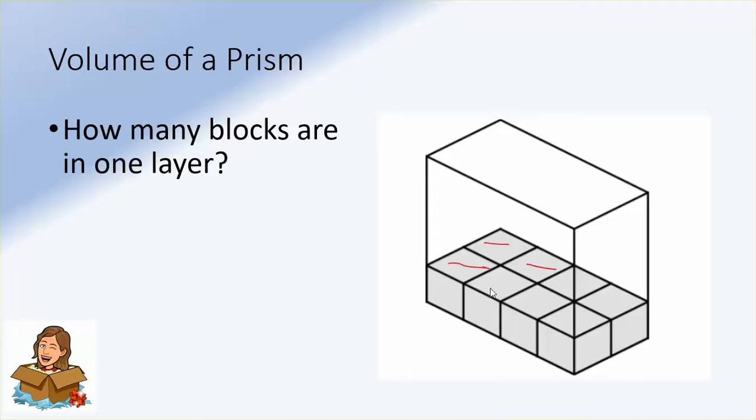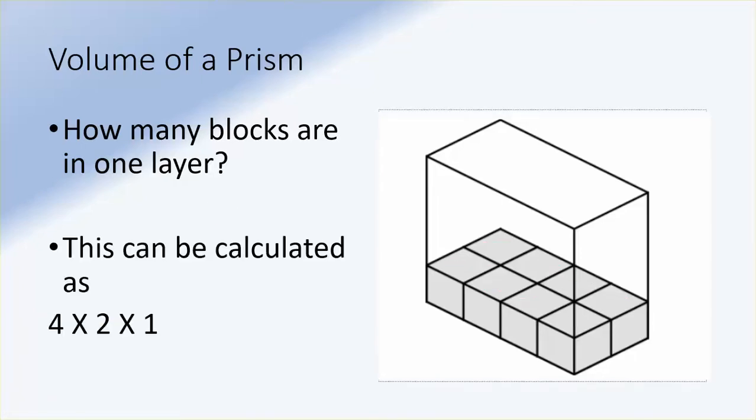1, 2, 3, 4, 5, 6, 7, 8. So one layer has 8 blocks. Now I counted them all. However, instead of counting, I could multiply because I have 4 across this way. I have 2 wide. And right now I have just one layer. So this layer could be found by saying 4 times 2. Again, there were 8 blocks in my first layer.